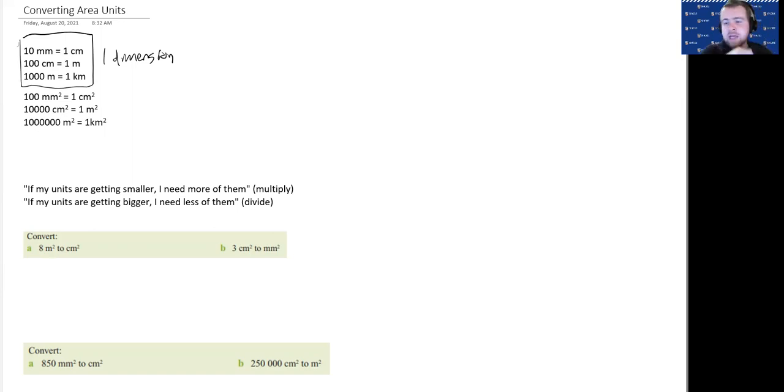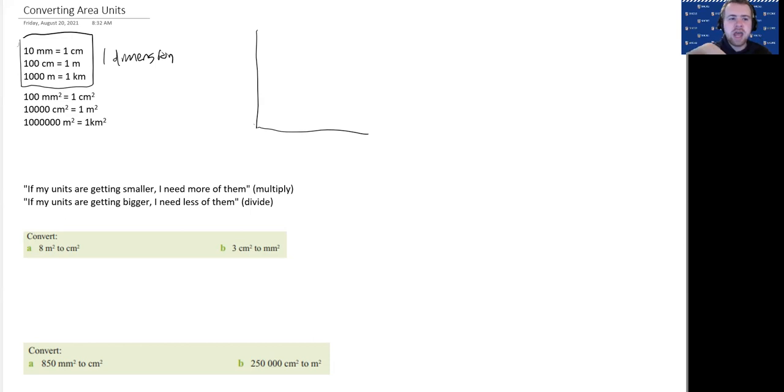But what we're looking at today is what happens when we're converting units that have two dimensions. Area is sort of like a plane. It has a length and a width when we are measuring area, so we call that two dimensions, or two different perpendicular directions that create those two dimensions.